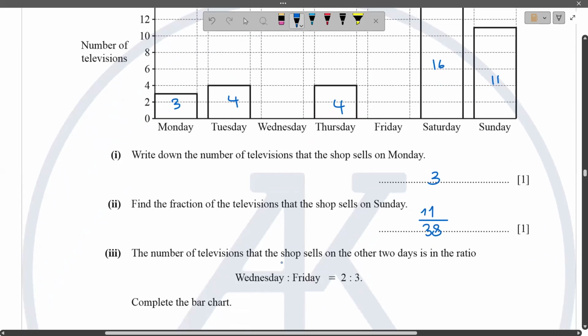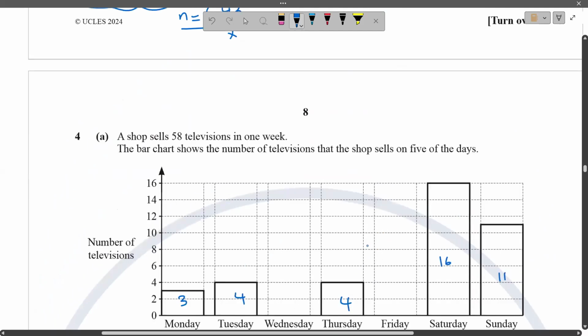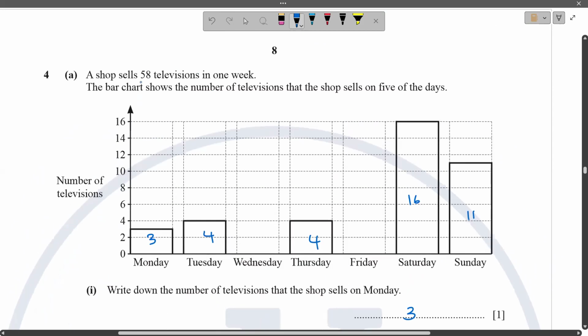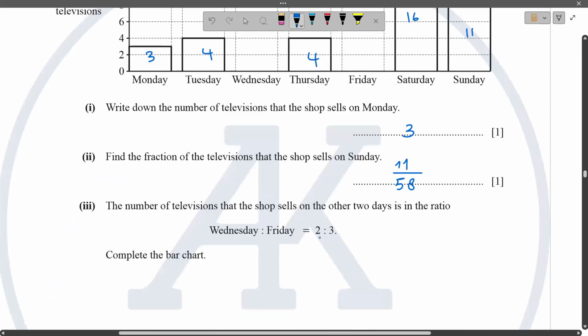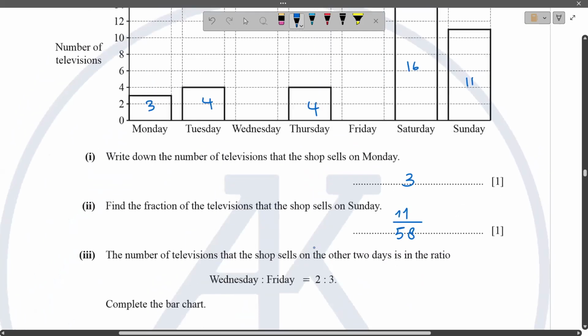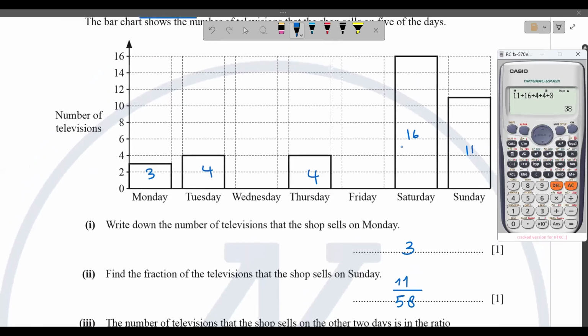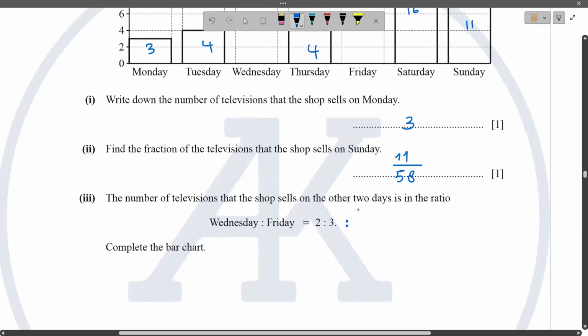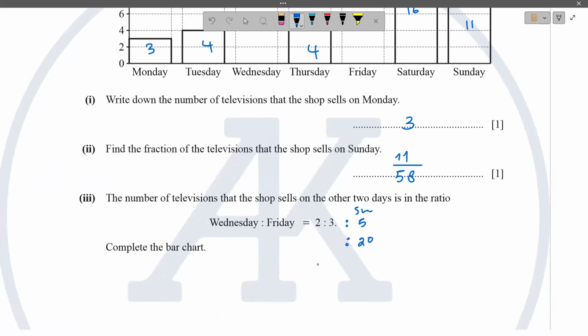The number of televisions that the shop sells on the other 2 days is in the ratio 2 to 3. We have 58 in total, but we know now that the sum is 38 here, so subtract 58 minus 38, which is equal to 20. So the total, or the sum here as a ratio, is 5, but it's 20 televisions. This is Wednesday, this is Friday.